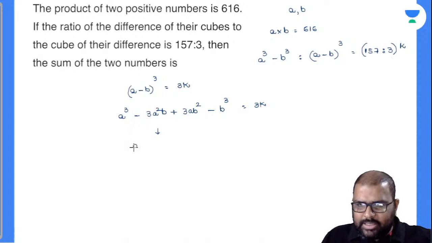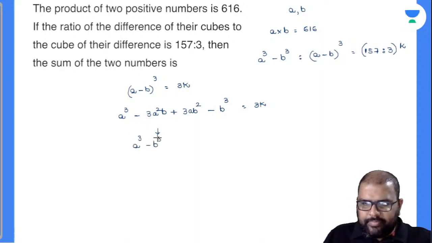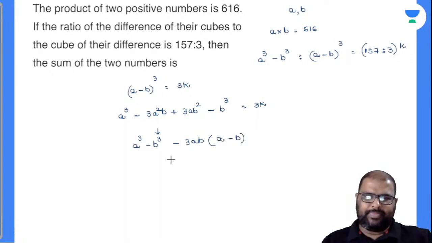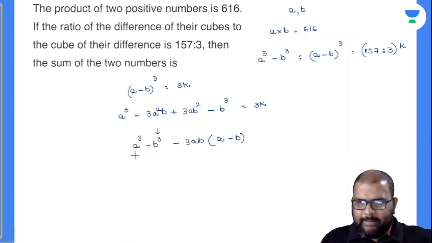So I'll write down like this: a cube minus b cube. I can take down like this one, minus, I'll take down 3ab outside. If I take 3ab outside, this will be left over with a, and this will be left over with b. So a minus b will be left over. Am I right or wrong? Yes, perfectly.